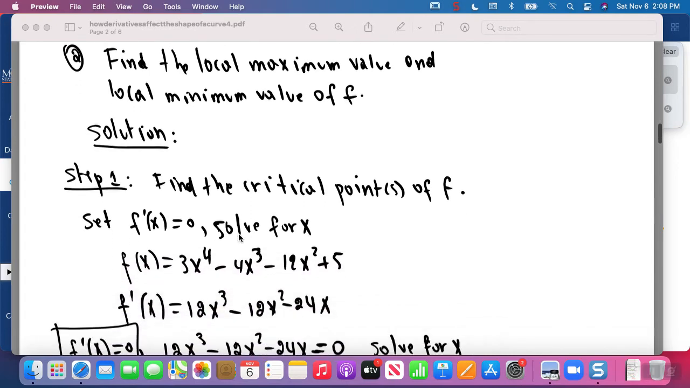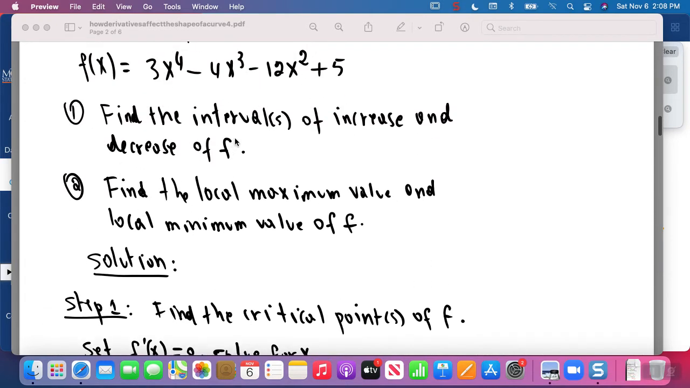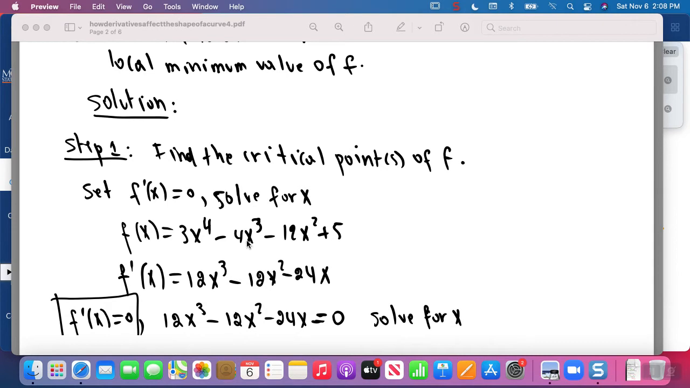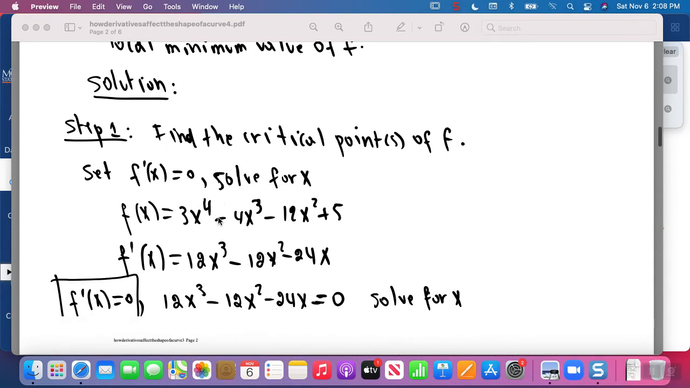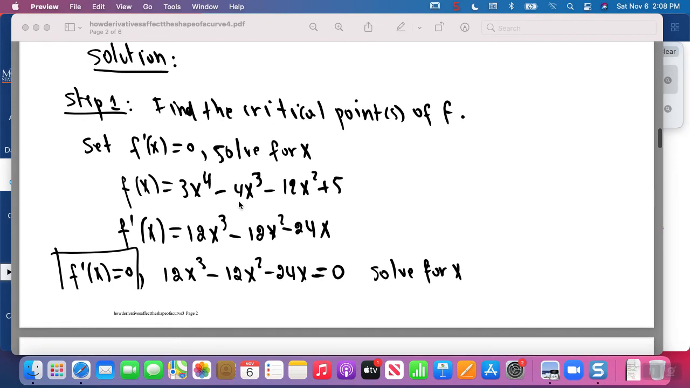So going to the first question, when they ask us to find the intervals of increase and decrease, what we need basically is the critical points first. So step one, we need to find the critical points. To find the critical points, we have to set the first derivative equal to 0 and then solve that equation for x. So here's the function f of x.